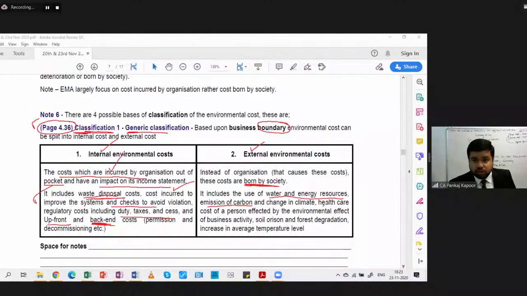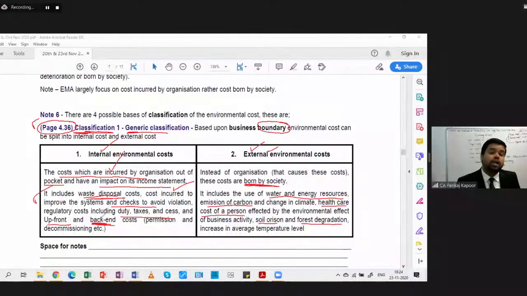Due to the emission, health problems will persist among people, and expenditure needs to be made on their health recovery and health care, incurred by persons who are infected by the pollution due to the factories or business houses. Then the soil erosion, then the forest degradation. These are the categories of the external environment cost. I believe that this category is quite clear to you. This is not having any practical importance, but we need to know that there are two ways in which we can classify the cost.